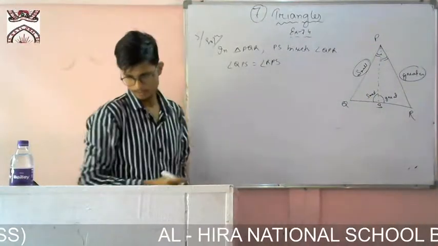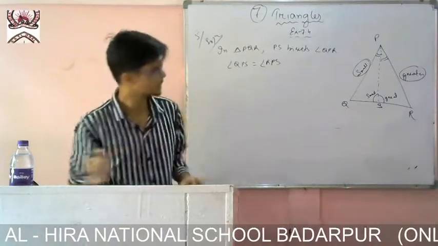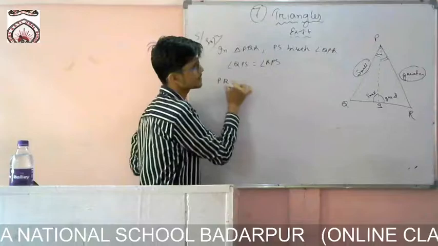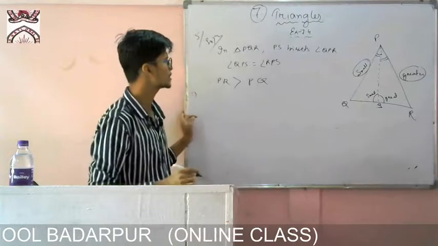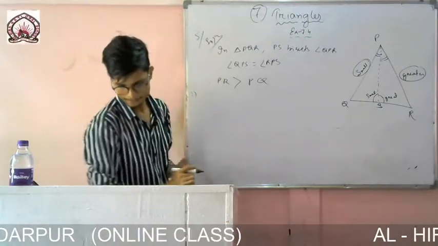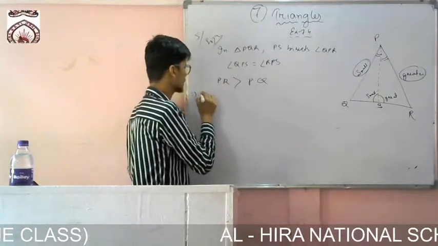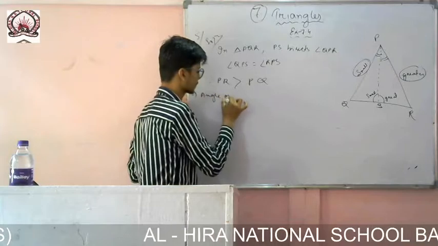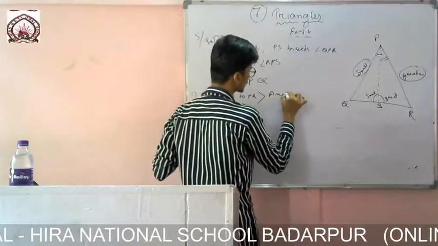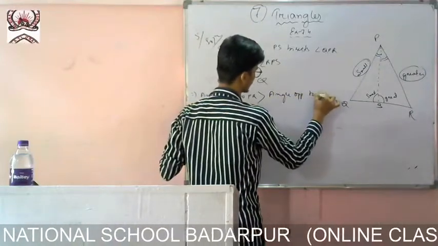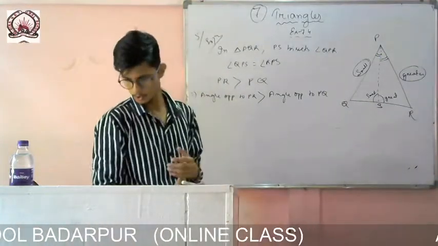Okay. So now you see what we have. It is given in the question PR is greater than PQ. So let me write, since PR is greater than PQ. If PR is greater, that means the angle opposite to PR also will be greater. So angle opposite to PR is greater than angle opposite to PQ.